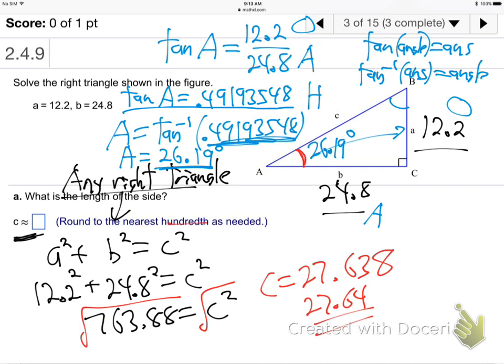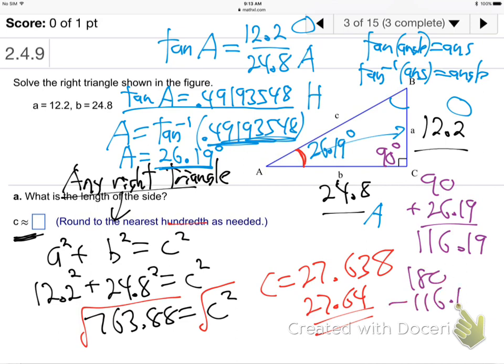Well, and the 90. Yeah. So I could do it real quick. So to find this, this one's 90. So you would take 90 and 26.19, add those up. What's that going to be? 116, and then subtract that from 180. Take 180 minus the 116.19.